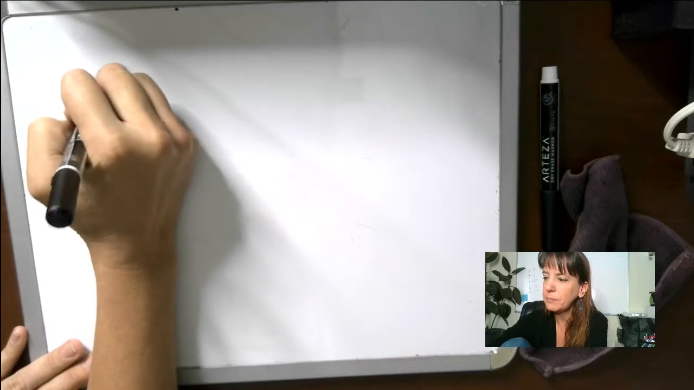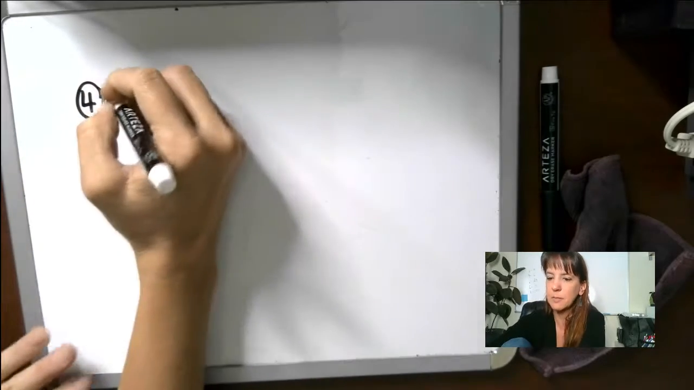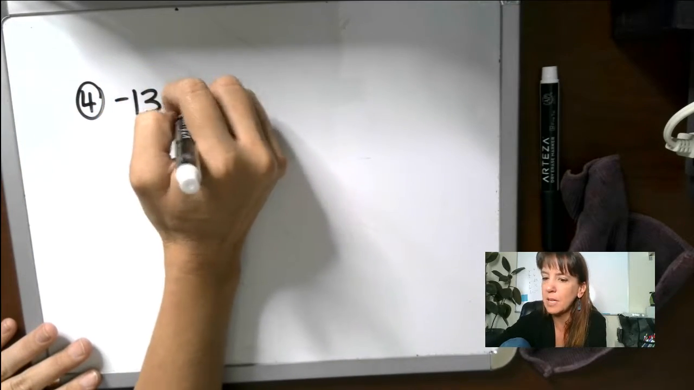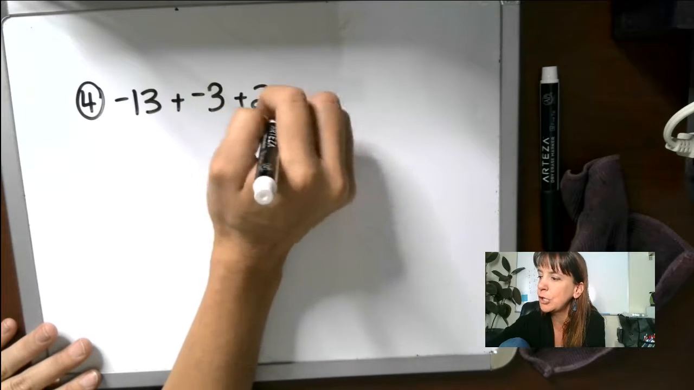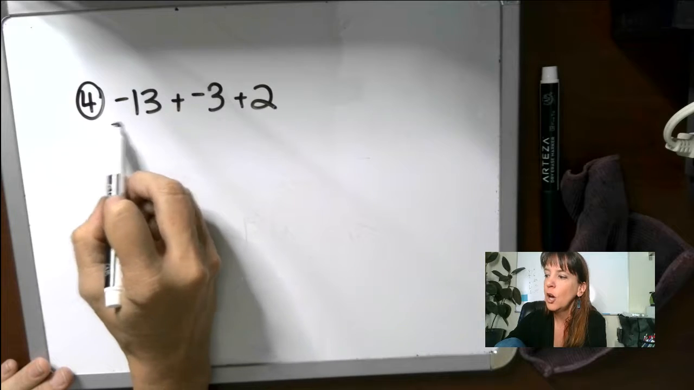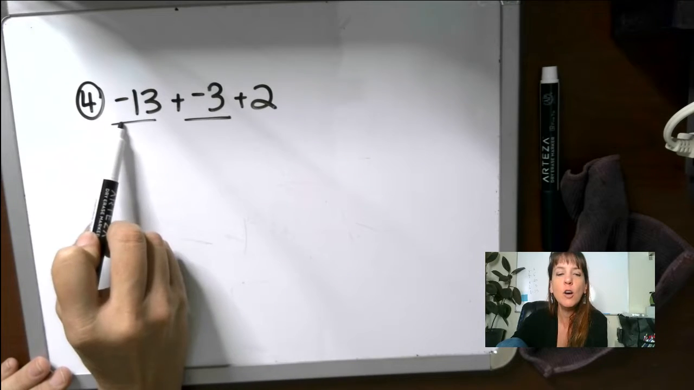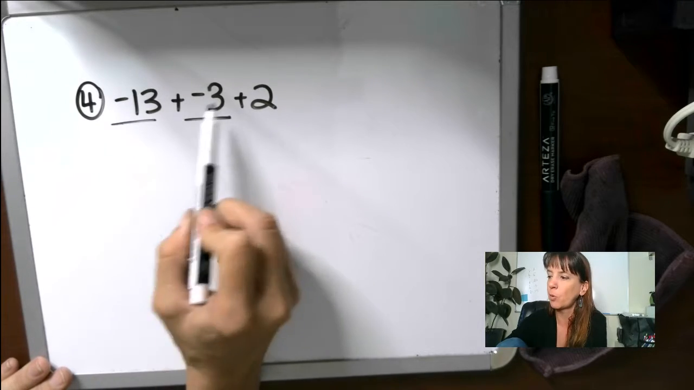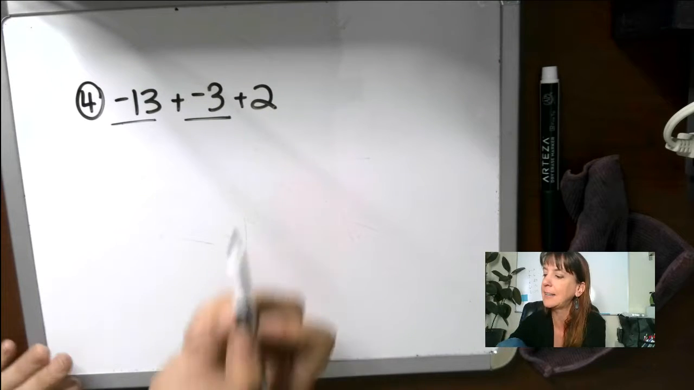We have, the caps lock is driving me nuts, negative 13 plus negative 3 plus 2. Group all your teams together first. I think this is the easiest. We're going to group that one and that one. And notice how I'm underlining the operation that comes before it. You want to make sure you're underlining that sign.